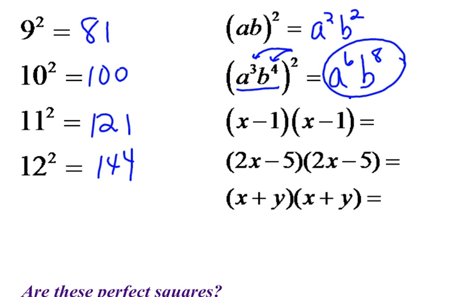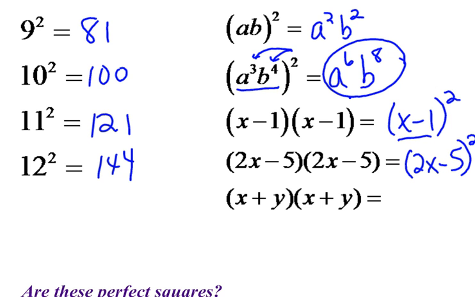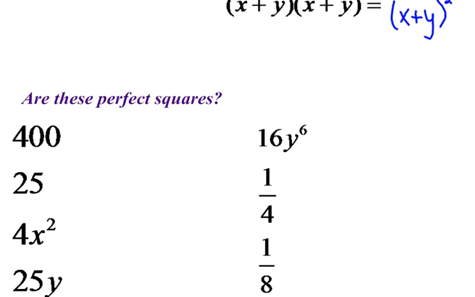X minus 1 times x minus 1 is x minus 1 squared, so that's a perfect square. 2x minus 5 times 2x minus 5 is 2x minus 5 squared. It could be an entire expression. This would be x plus y squared. As long as its exponent is even, that makes it a perfect square.